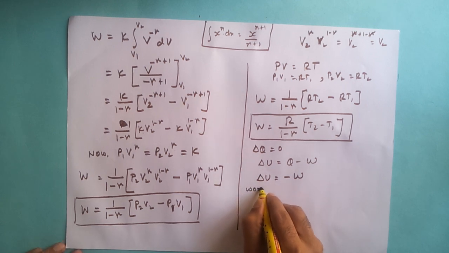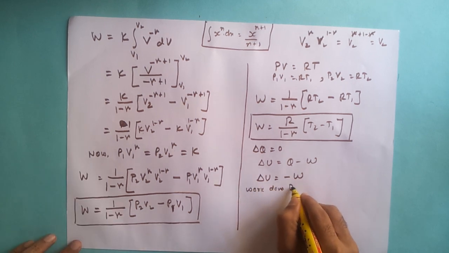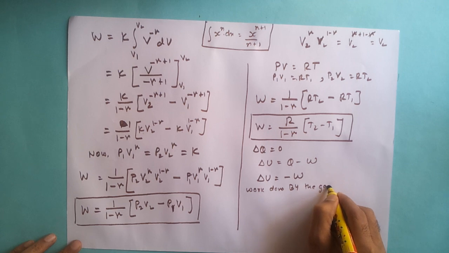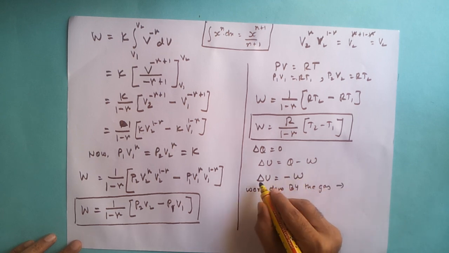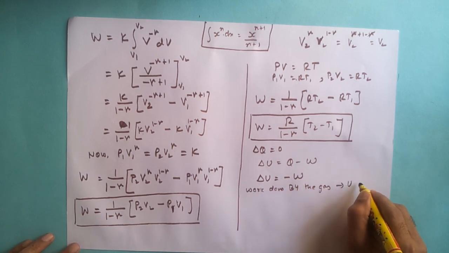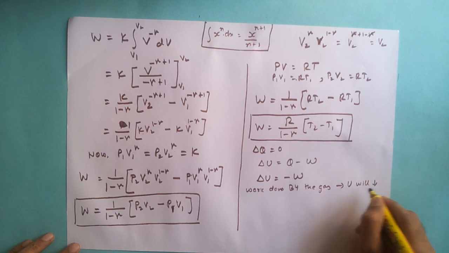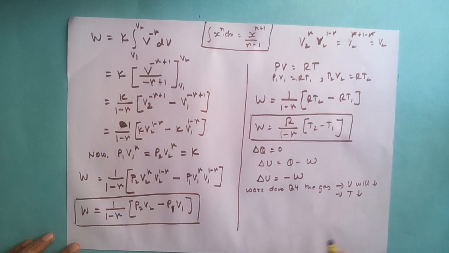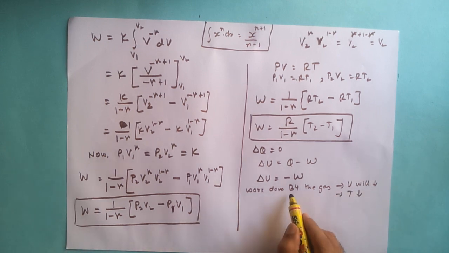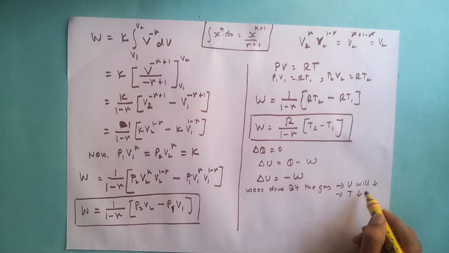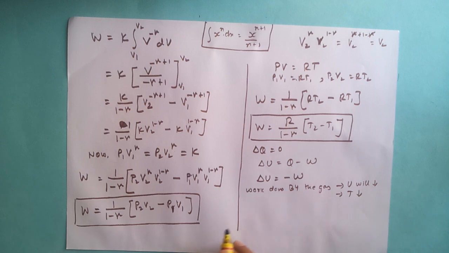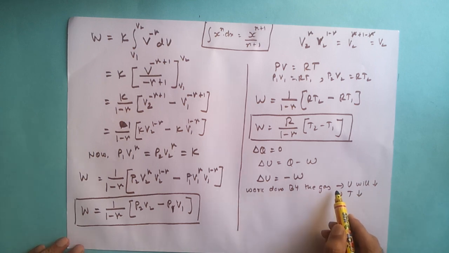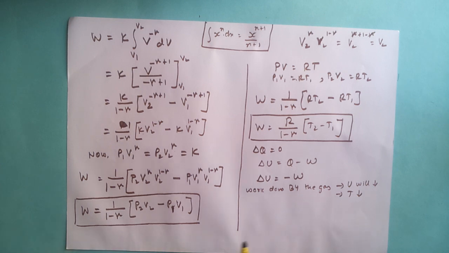If work is done by the gas, work done will be positive and therefore delta U will become negative. So U will decrease. That means temperature will decrease. And the opposite of it, if work is done on the gas, that means we do compression, U will increase and temperature will increase. Right? That's the relationship between work done and internal energy with respect to the first law of thermodynamics for an adiabatic process.